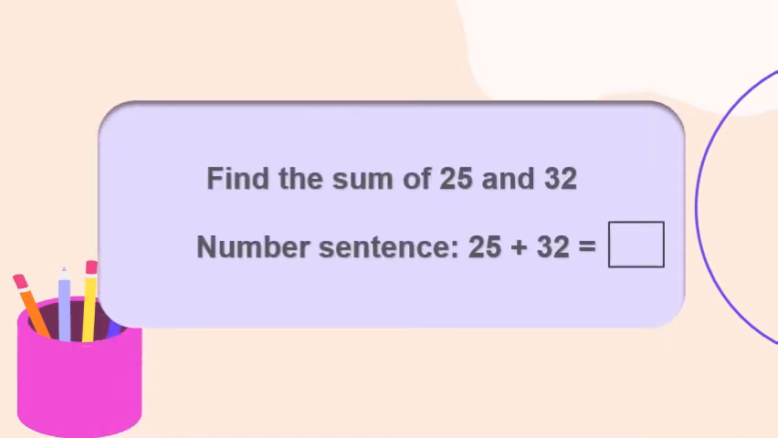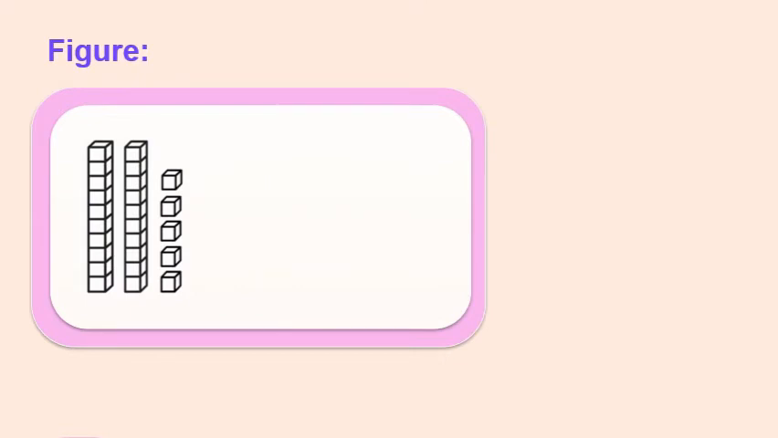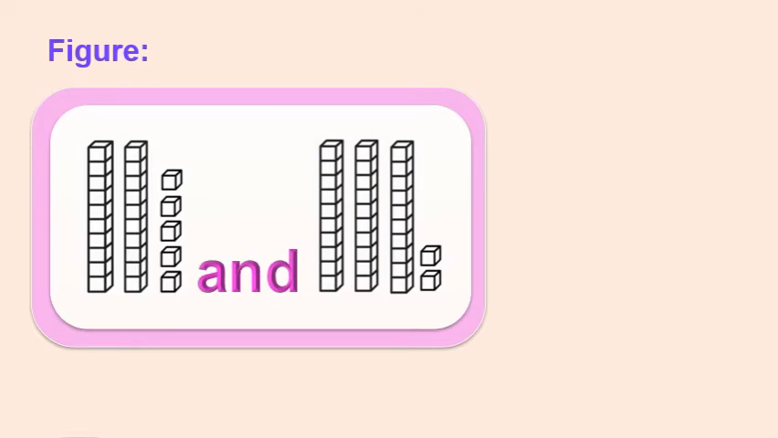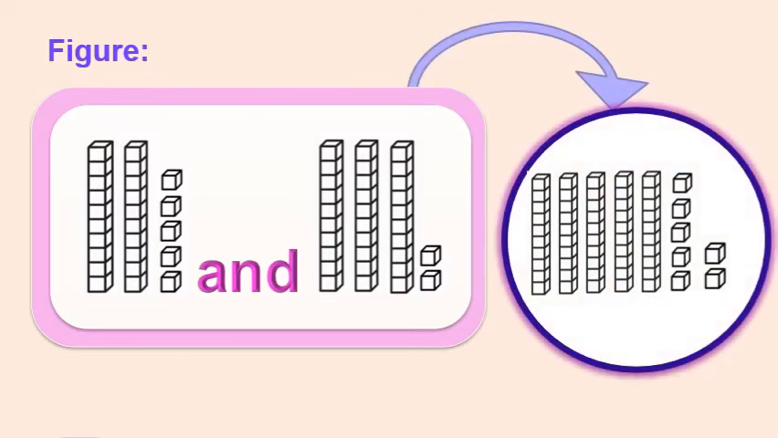Let's take another example. Find the sum of 25 and 32. Number sentence, 25 plus 32 equals blank. Let's try to answer this using the figure. So we have 2 tens and 5 ones for the first addend, and 3 tens and 2 ones for the second addend. When you add this all together, we get 5 tens and 7 ones, which makes 57.